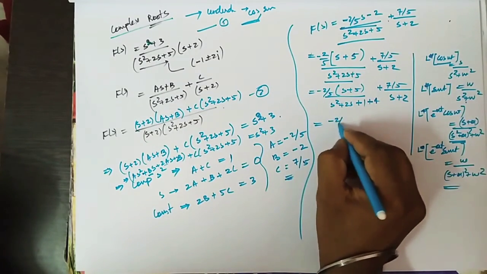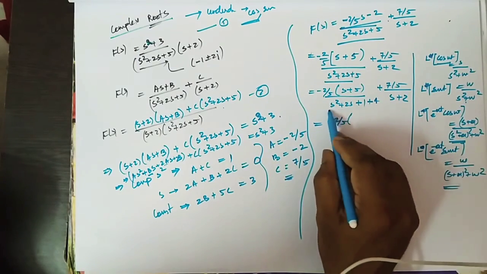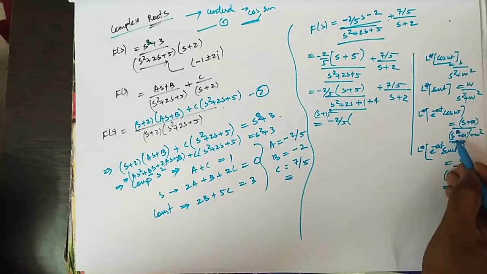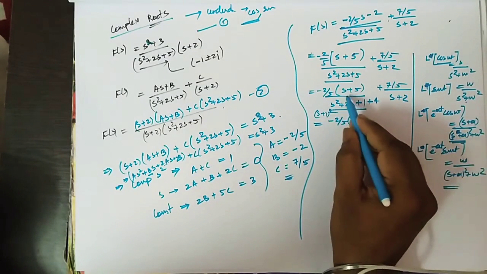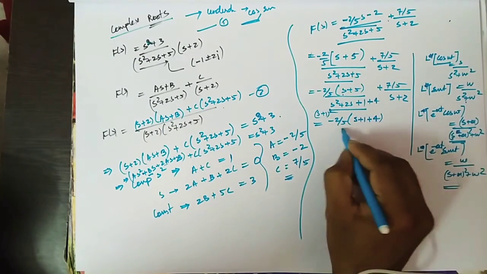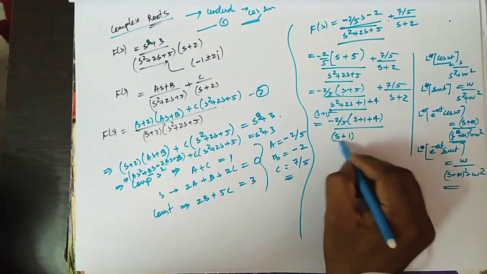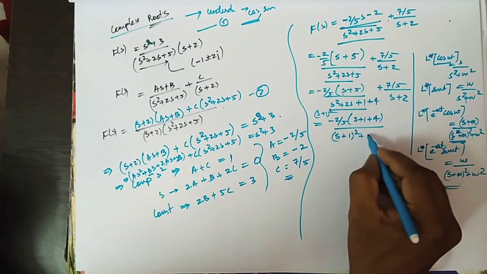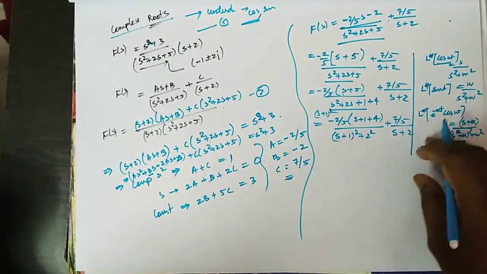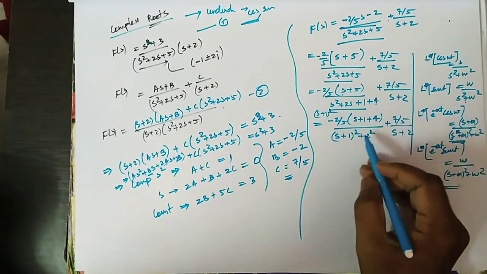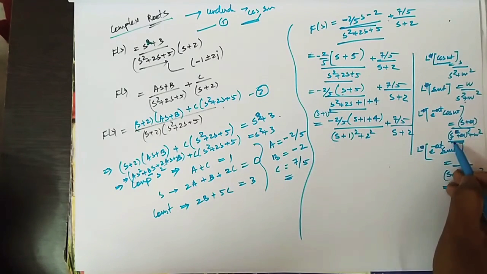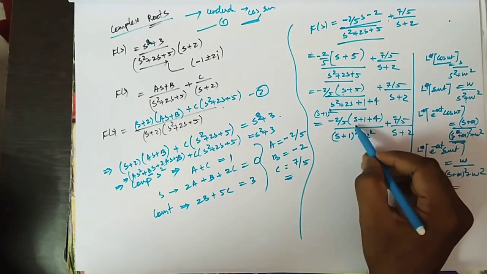Now what happens is minus 2 by 5. So this term can be represented as (s plus 1) whole square. So then the numerator s plus 5 can also be represented as (s plus 1) plus 4, by (s plus 1) whole square plus 2 square, plus 7 by 5 (s plus 2). So most of the people will make a mistake here. So in your mind, you should understand that the numerator is in this form. Similarly, the numerator also should be in s plus 1 plus 4.